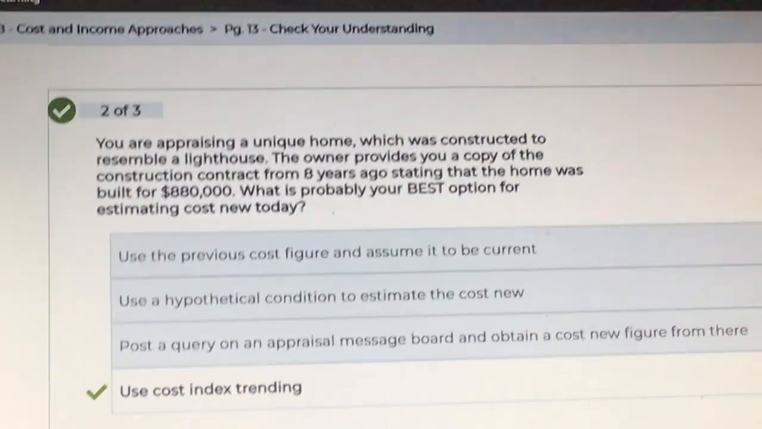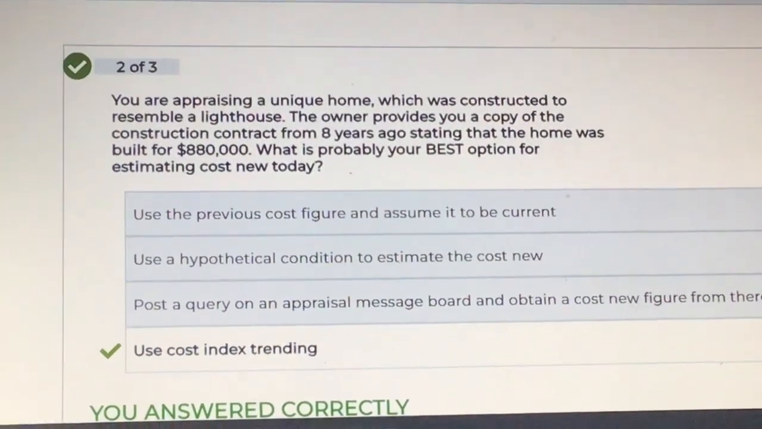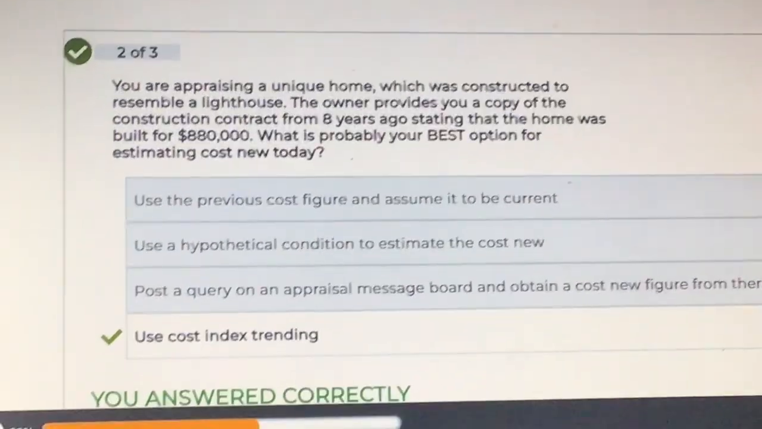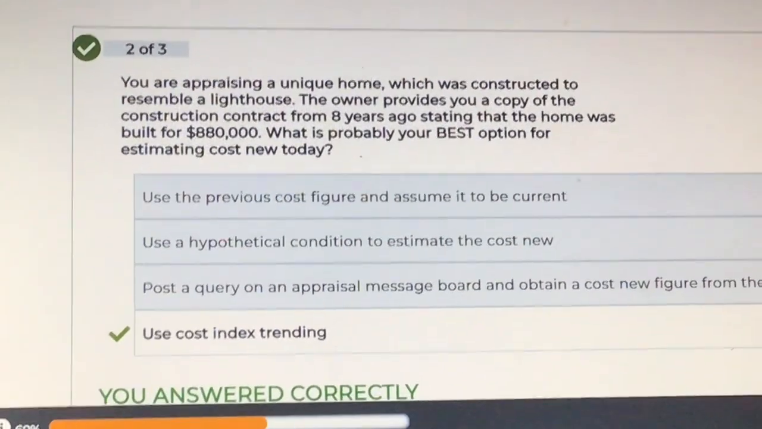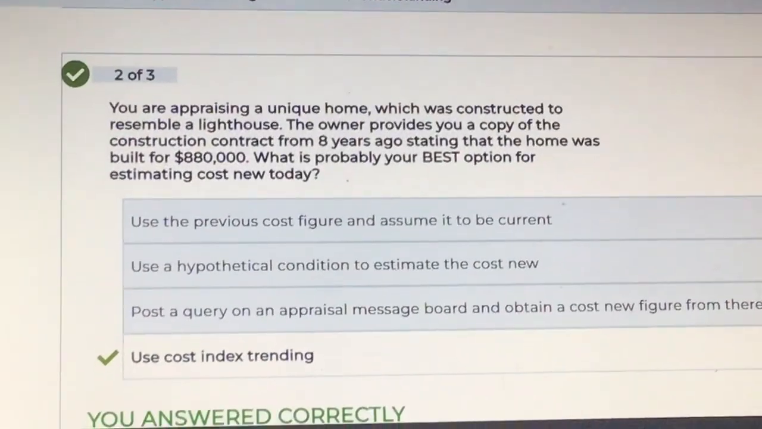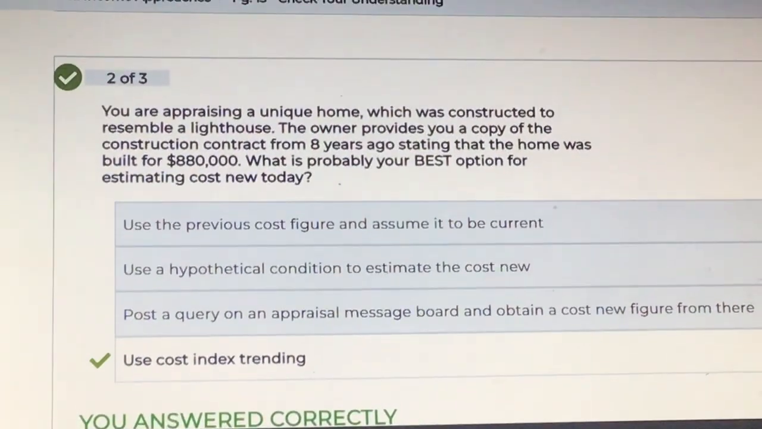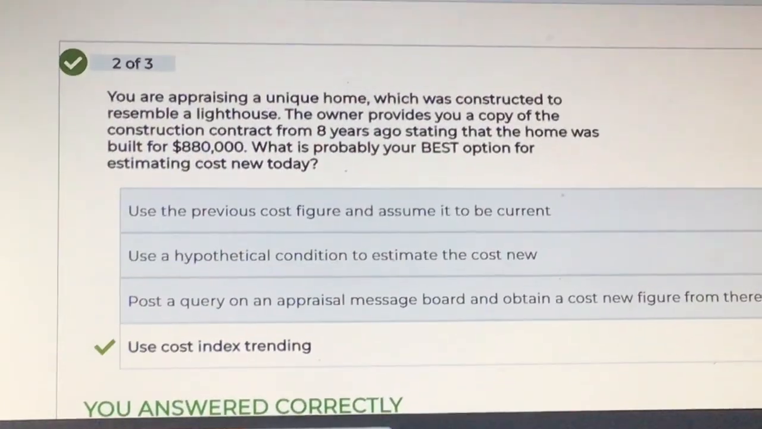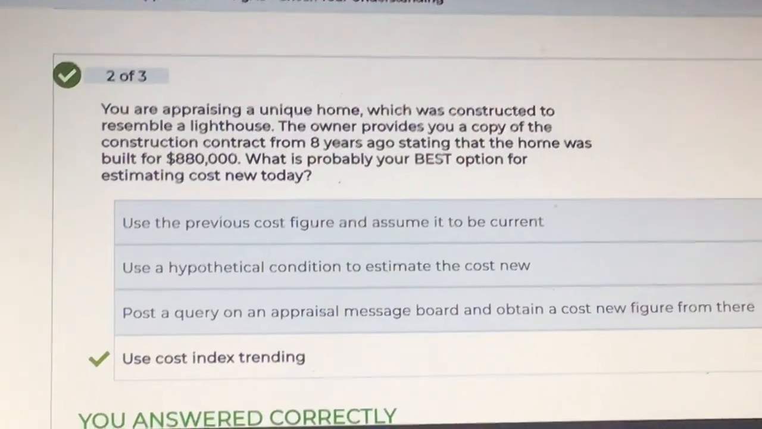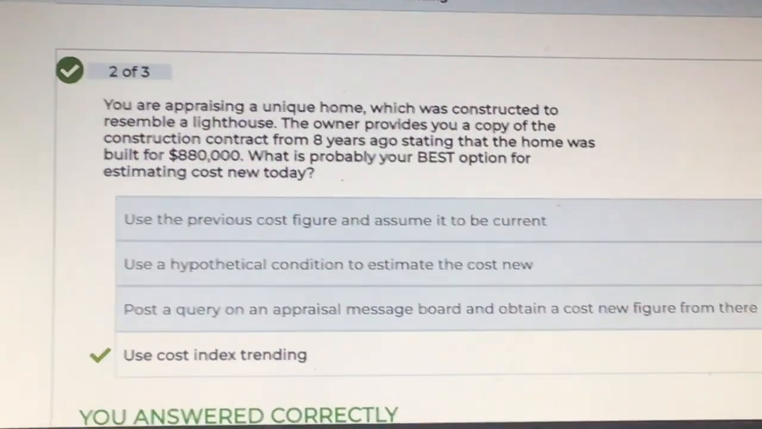Number 2, you are appraising a unique home which was constructed to resemble a lighthouse. The owner provides you a copy of the construction contract from 8 years ago, stating that the home was built for $880,000. What is probably your best option for estimating cost new today? You said use cost index trending, and that was correct.